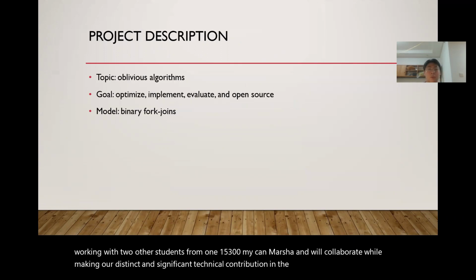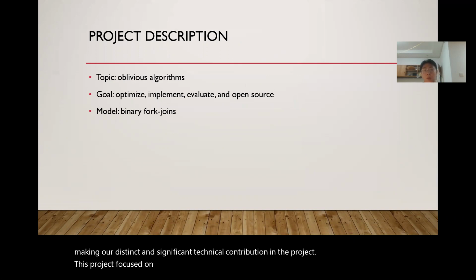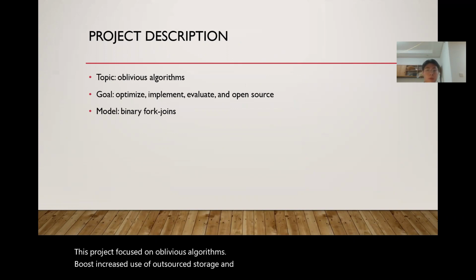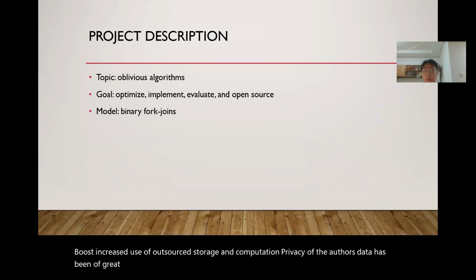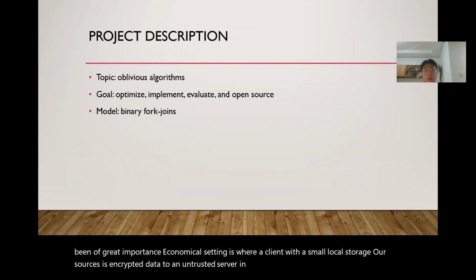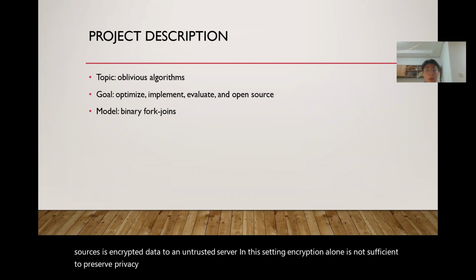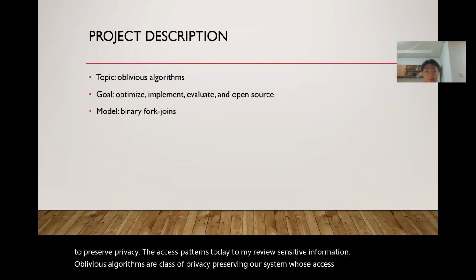This project focuses on oblivious algorithms. With the increased use of outsourced storage and computation, privacy of the outsourced data has been of great importance. A canonical setting is where a client with a small local storage outsources its encrypted data to an untrusted server. In this setting, encryption alone is not sufficient to preserve privacy. The access patterns to data might reveal sensitive information. Oblivious algorithms are a class of privacy-preserving algorithms whose access patterns do not leak sensitive information.